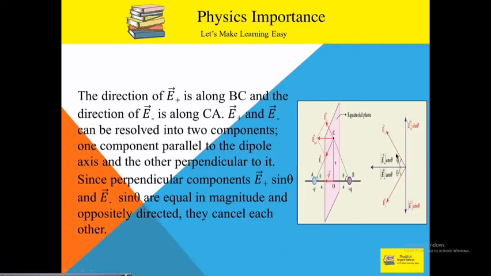But see here, E plus cos theta and E minus cos theta both are acting along the same direction. So it will not get cancelled. So one component parallel, other component perpendicular. If you are considering the perpendicular component, that is E plus sin theta and E minus sin theta are equal in magnitude, but they are oppositely directed. Why are we saying it is oppositely directed? One is in upward direction, the next one is in downward direction. So we can say oppositely directed, so that they will cancel each other.